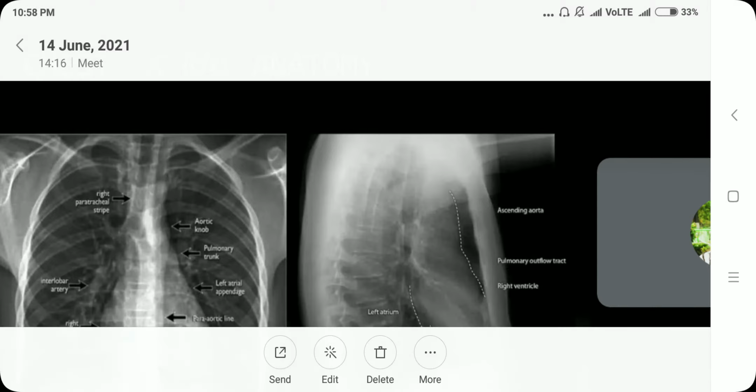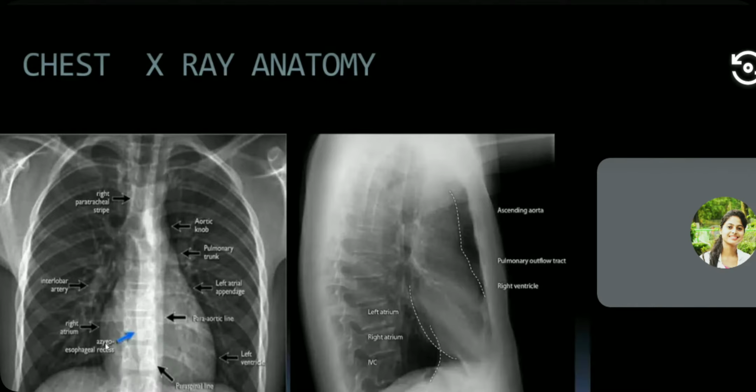as black portion. The black portion is all about the air, and the white portion can be the muscles, the bone structures, the blood vessels, the heart, any soft tissue structures. Any soft tissues can be seen as white, any bones can be seen as white, but the air is always seen as black color.